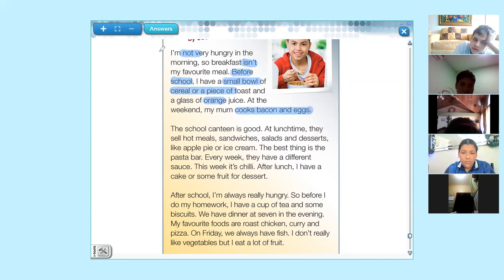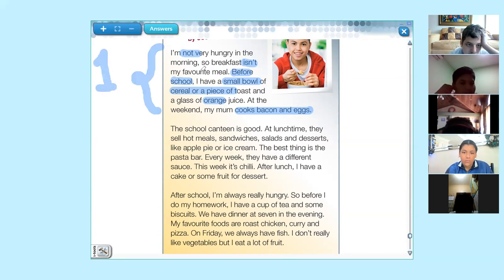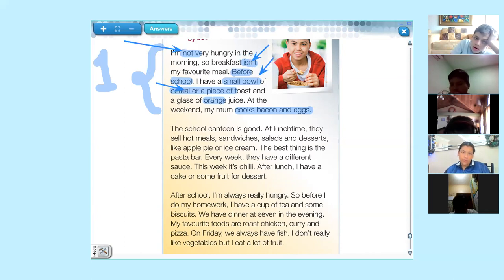Thank you very much. Stop for a moment. In this first part, we have paragraph number 1. This person says he is not hungry. Attention to this. He's not so hungry in the morning that he doesn't take breakfast. And here he is giving a description of what he ate, and what happened on the weekends. This is the style, the model that is offered to you.